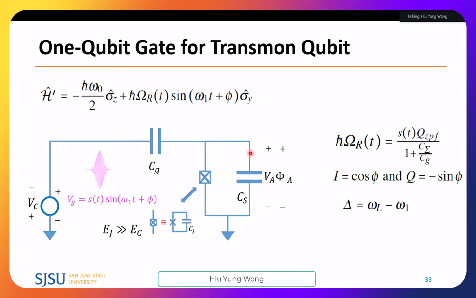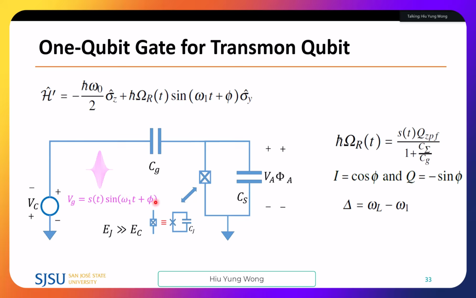This is the capacitor. So you have a two-level system here. To do the rotation, all I need to do is just couple it with a capacitor and generate a special pulse. This is a microwave pulse. It has an envelope S of t. It has a frequency omega 1. It also has an initial phase phi.